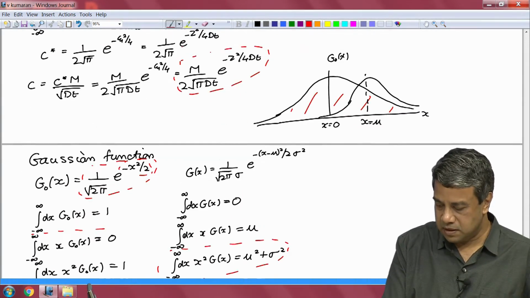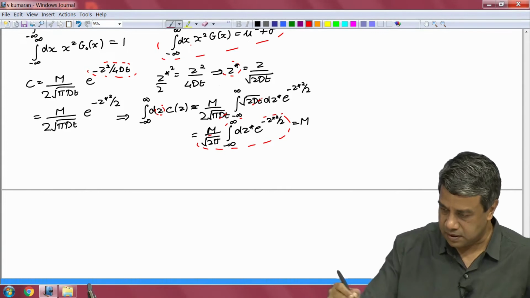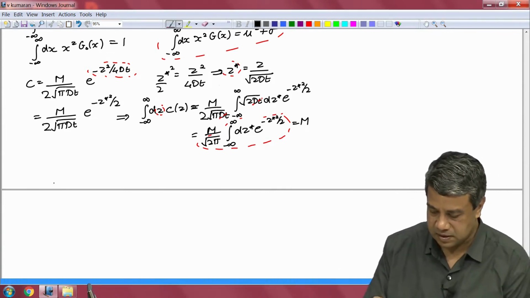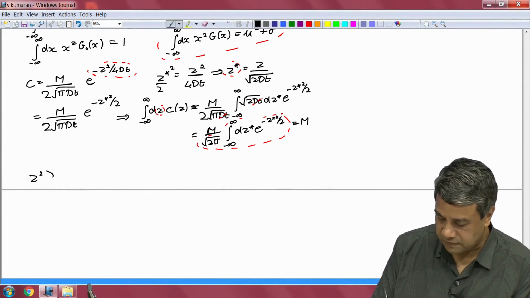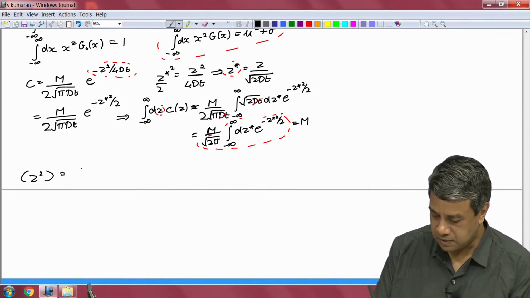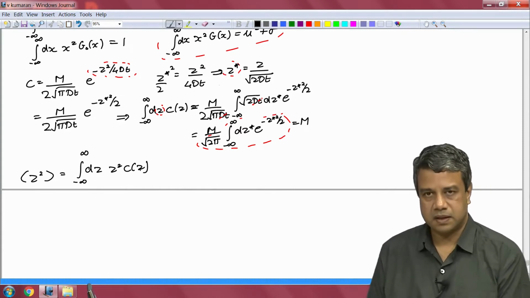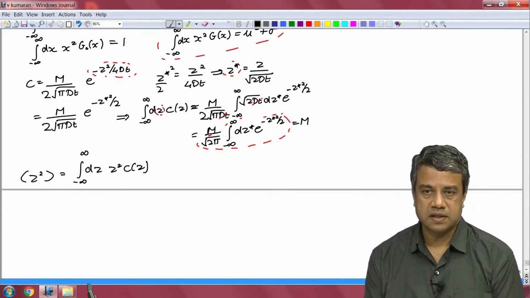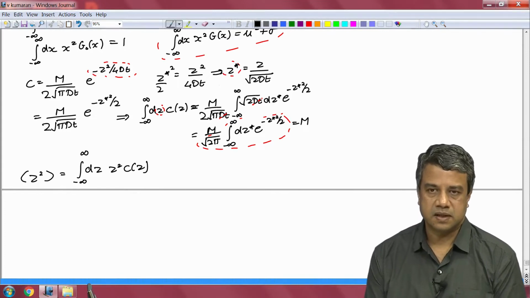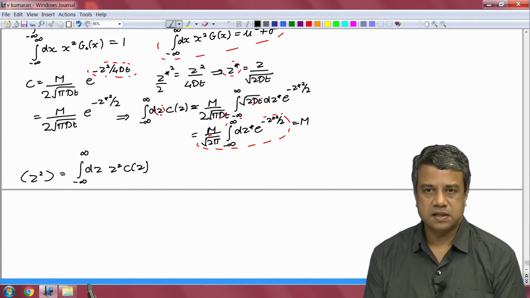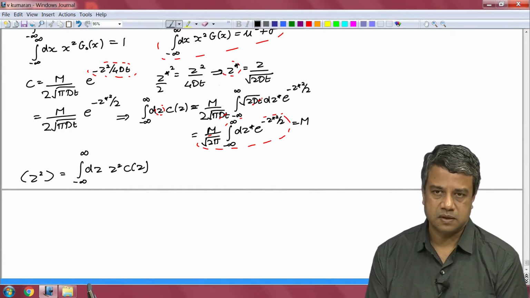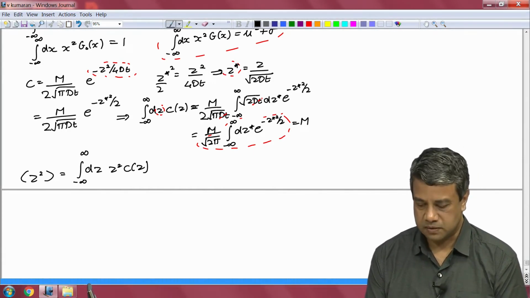So, the spread you can quantitatively express as the average of z square, which is equal to the integral from minus infinity to infinity dz z square times c of z. So, there is the square of the distance from the origin times the concentration at that location. It is called the variance of the distribution. This is an indication of the spread of the distribution.